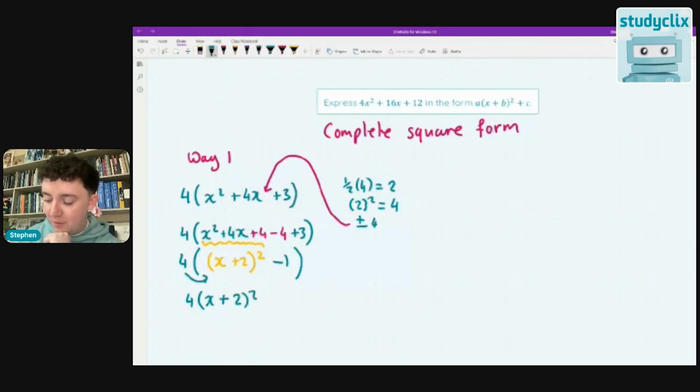And we multiply the 4 by the minus 1 to give me minus 4. And there we have our answer in the form a times x plus b squared plus c. We have completed the square for this quadratic.